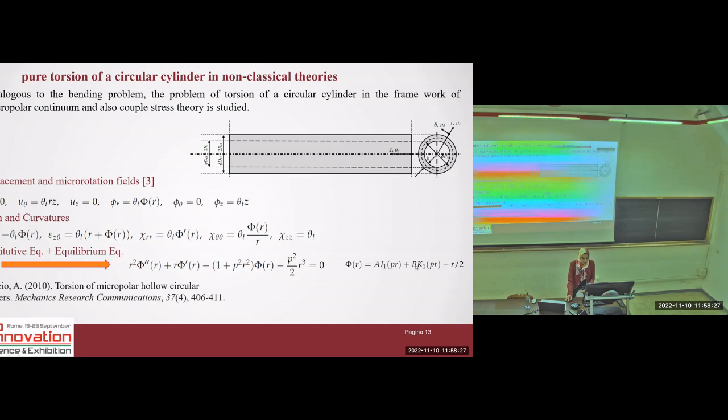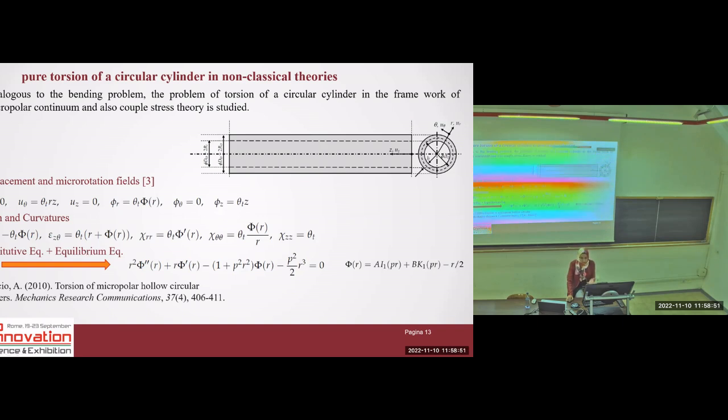How are these constants usually determined? No, we are not doing any experiments. We want to solve the equations in the continuum framework. So we have used that. For example, this is the micropolar material. It is under torsion, and we have the constitutive and equilibrium equations.